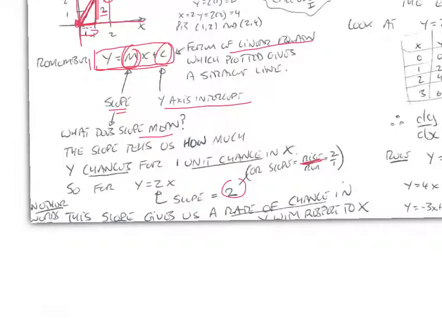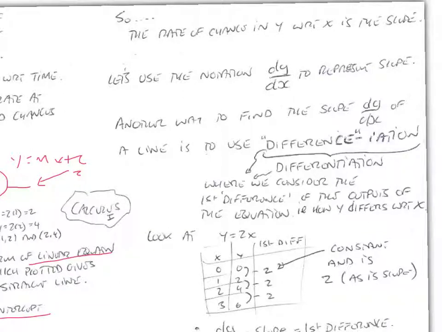So just bear with me here, we are coming to a conclusion. What we're trying to say is that the slope of a line gives us the rate of change in y with respect to x. That's what the slope of a line tells us, how much y is changing with respect to x. And with that in mind, that the rate of change in y with respect to x is the slope, we're going to start to use this notation dy dx to represent slope.